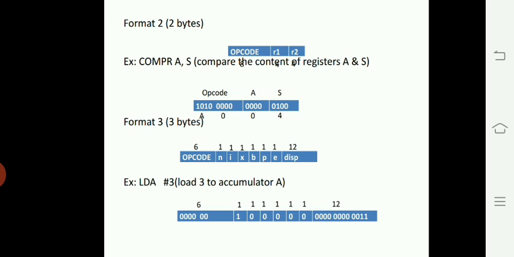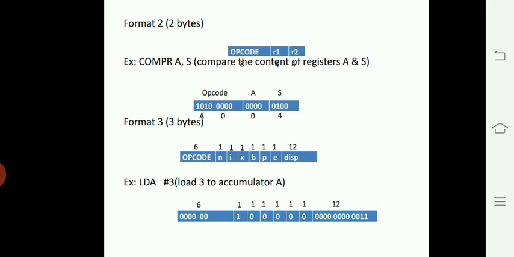The example for format 2 instruction is compare A, S. It will compare the content of the A register with the S register. The opcode for compare is A0. A is represented by 1010 in binary, and 0 is represented by 0000. The content of the A register here is 0, and the content of the S register is 4.